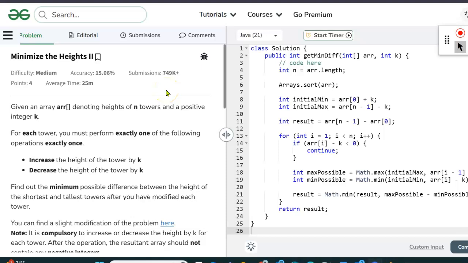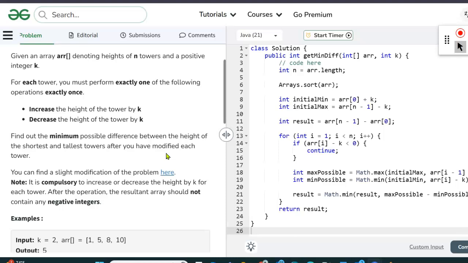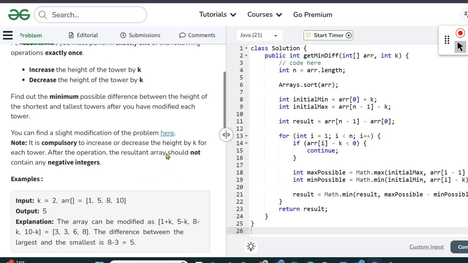Today's problem is Minimize the Heights 2. Difficulty medium. Given an array denoting heights of n towers and a positive integer k. For each tower, you must perform exactly one of the following operations exactly once. Increase the height of the tower by k, or decrease the height of the tower by k. Find the minimum possible difference between the height of the shortest and tallest towers after you have modified each tower.